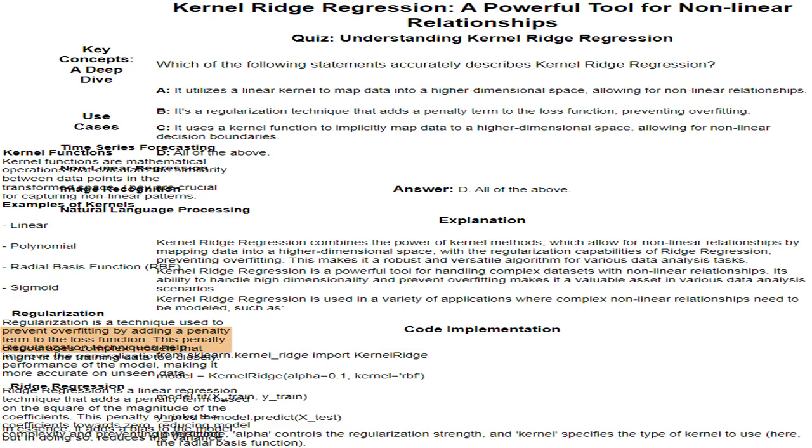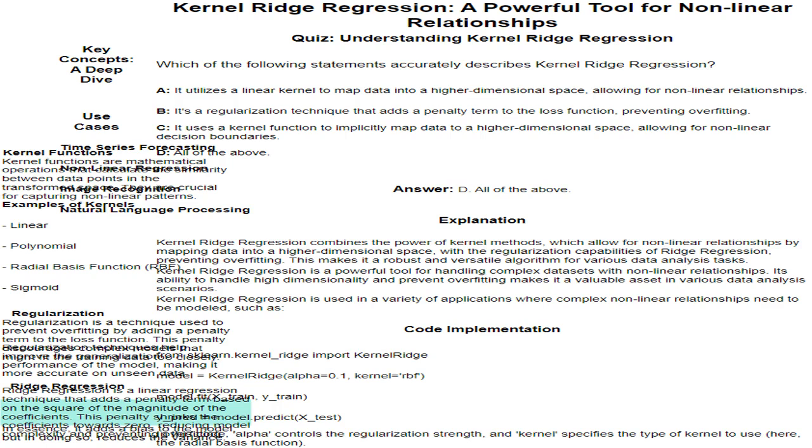Regularization is a technique used to prevent overfitting by adding a penalty term to the loss function. This penalty discourages complex models that might fit the training data too closely. In time series forecasting, regularization is used to make predictions more robust to noisy or erratic data points.